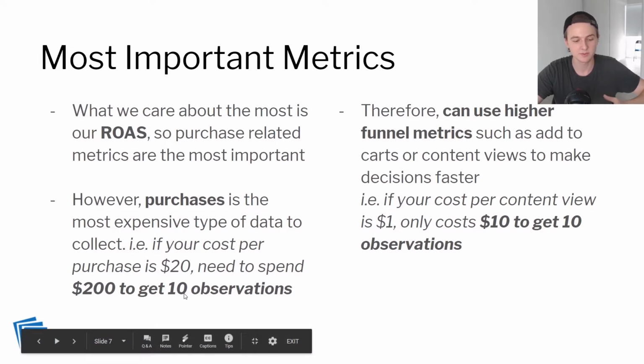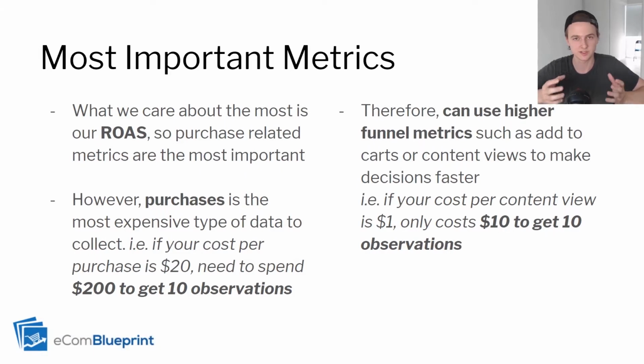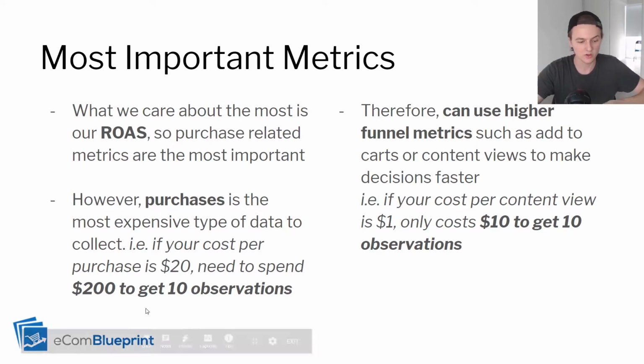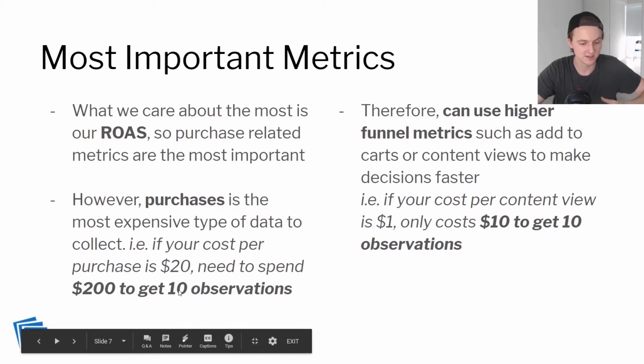And I said that the minimum amount of observations for something to be statistically significant, so that you can scale it without worrying about it just being random and that it got lucky at the start and now it's not going to do well. You need to wait till it has at least 10 sales. And assuming your cost per purchase is $20, that's $200 just to get those 10 observations. And so it's expensive. It's an expensive type of data to collect.